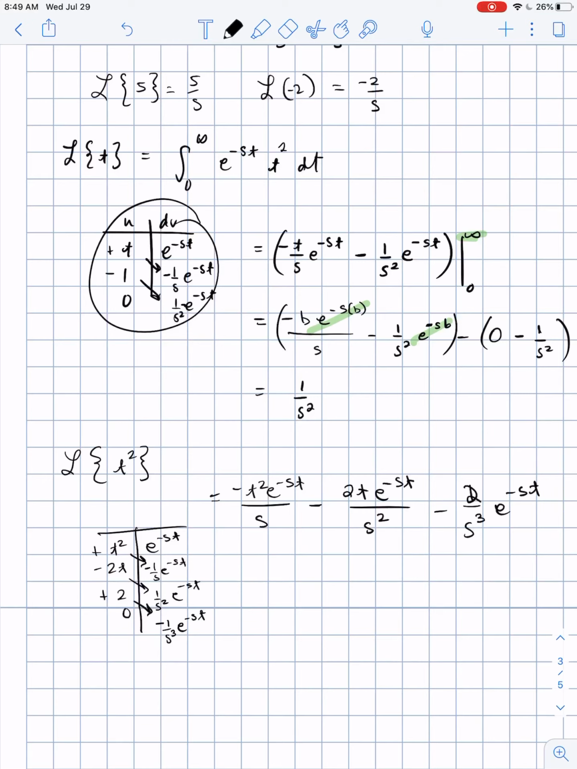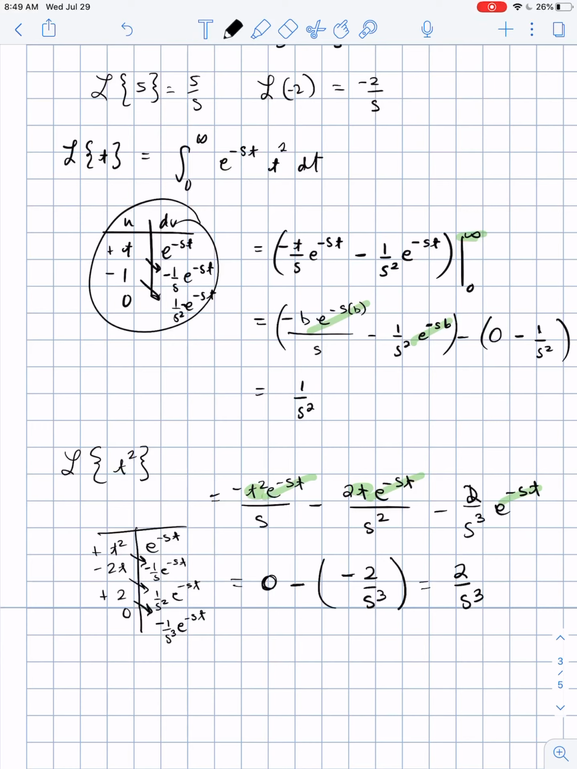And just to do this real quick with you guys, you could start plugging in infinity, right? But you can see that if you plug in that b that's going to infinity, all of those are going to 0. So you would have 0, minus, and then if you plug in 0, this is 0, this is 0, and you're only left with this last term. So you have a negative 2 over s cubed, because if you're plugging in 0 for the exponent, you get 1, and then that's going to give you a 2 over s cubed.